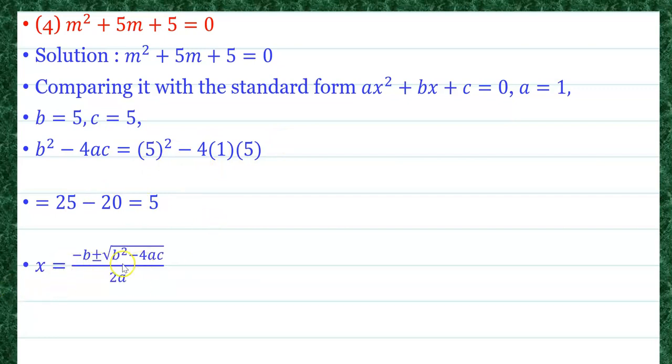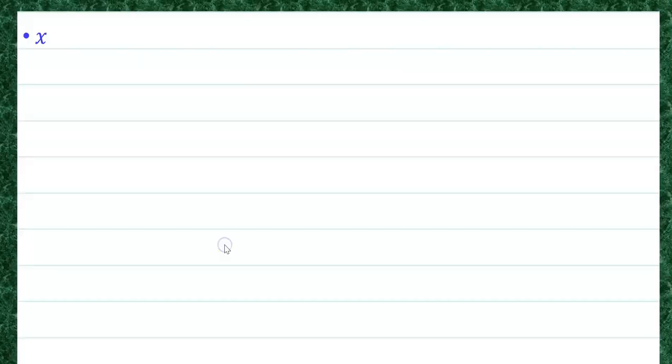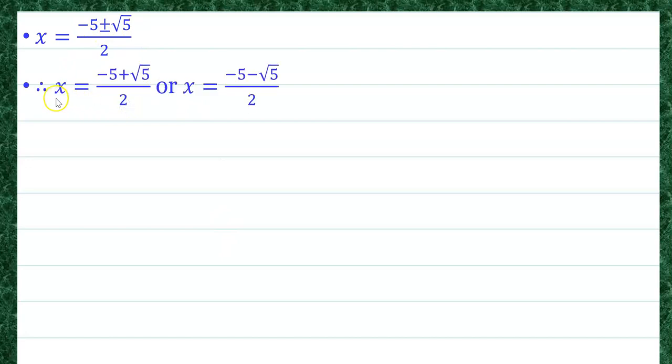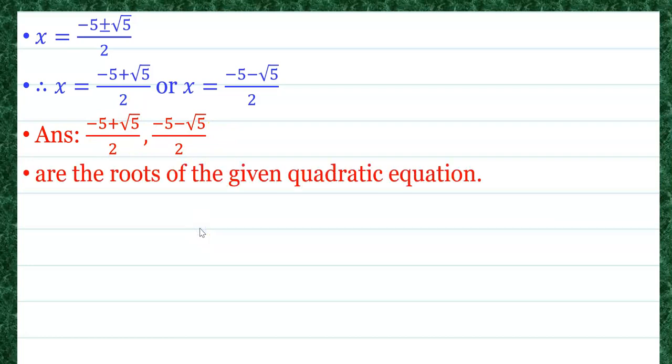x is equals to minus b plus or minus root of b square minus 4ac upon 2a, आणि यामध्ये त्या व्हॅल्यूज सबस्टिट्यूट करणार आपण इथे. दॅट इज, b is 5, minus 5 plus or minus root of 5 upon 2 into 1. Okay. Therefore x is equals to minus 5 plus or minus root of 5 upon 2, and therefore x is equals to minus 5 plus root 5 upon 2 or x is equals to minus 5 minus root 5 upon 2. Okay. And therefore this is the answer: minus 5 plus root 5 upon 2 and minus 5 minus root 5 upon 2. These are the roots of the given quadratic equation.